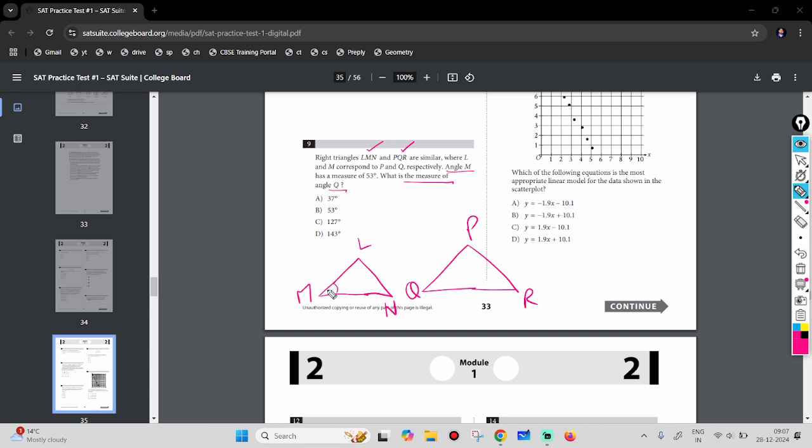This is very easy actually. See, angle M and angle Q are corresponding angles. And since the triangles are similar, the corresponding angles will be the same. So angle M will be equal to angle Q since these are corresponding angles. This is a very basic concept of triangles. Angle M is 53 degrees, so angle Q is also 53.